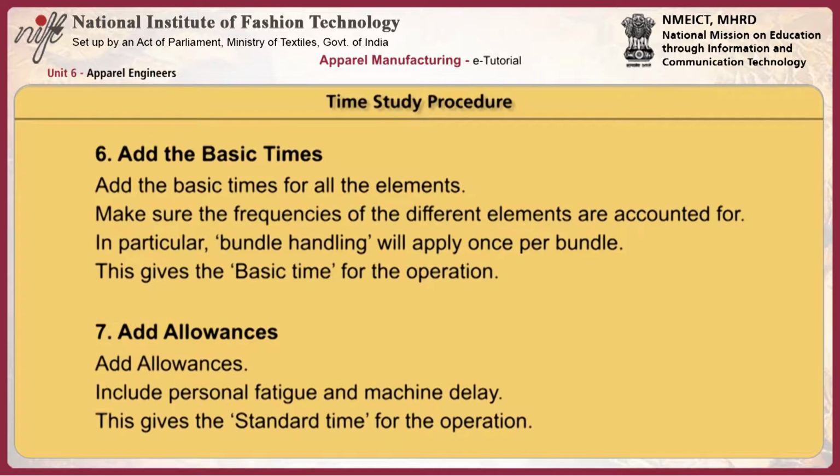Make sure the frequency of the different elements is accounted for. In particular, bundle handling will apply once per bundle. This gives the basic time for the operation. Add allowances: personal, fatigue and machine delay. This gives the standard time for the operation.